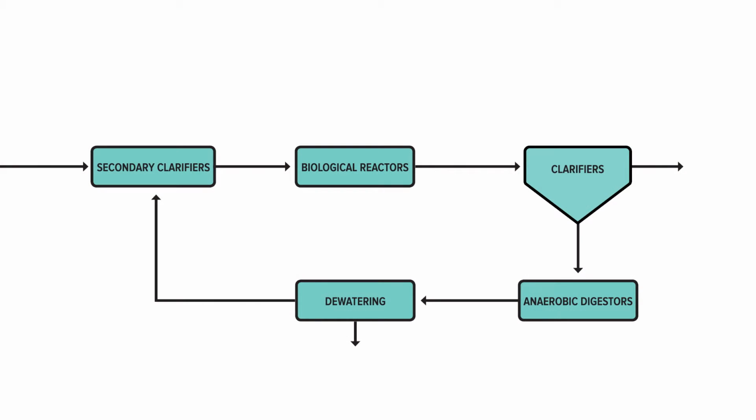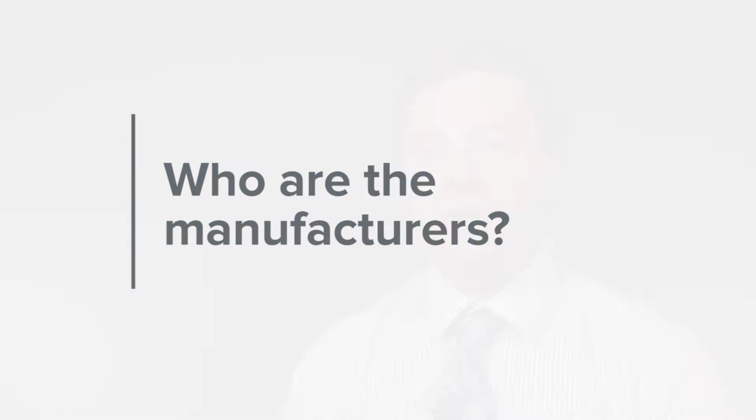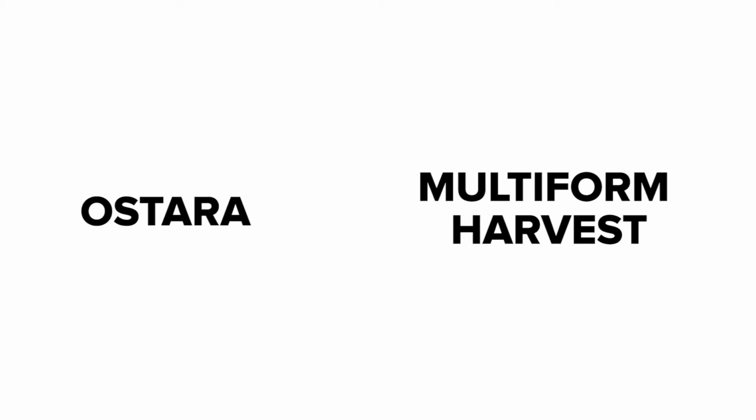One way we can stop this racetrack effect with the phosphorus is to intercept the side stream, that return stream, and recover the phosphorus. Typically it's going to be in the centrate or the filtrate. Using these technologies, the typical recovery rates can be in the 80 to 90% range. So they can really significantly reduce that loading that's coming back in the return stream. Two manufacturers that actually have installations in the US are Ostara and Multiform Harvest.